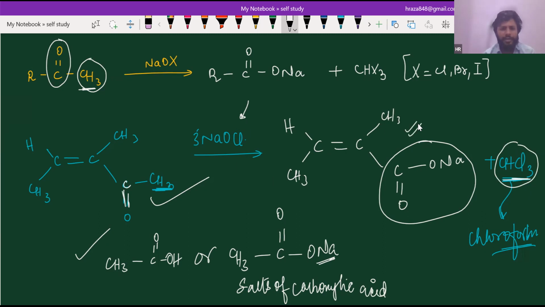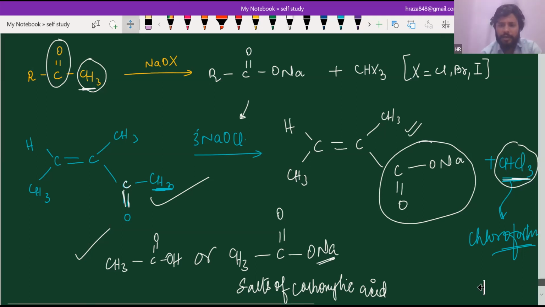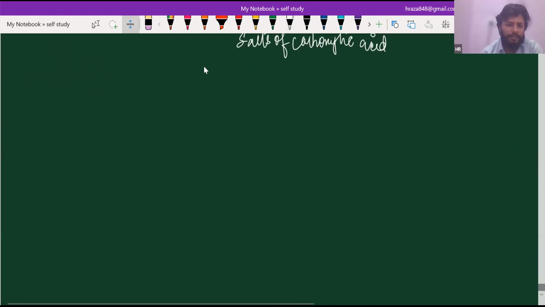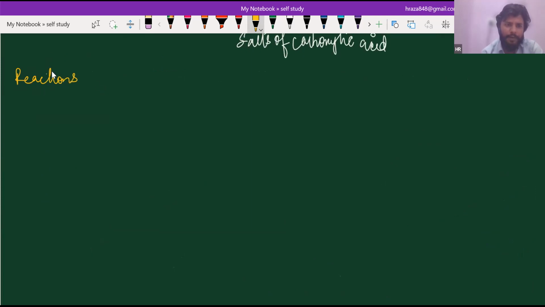Okay. Can I move to the next reaction or should I give an example on this? Zaid, Anushka, Amar? No, sir, understood. Okay. Now, I'm going to start another reaction, that is basically reaction due to alpha hydrogen.